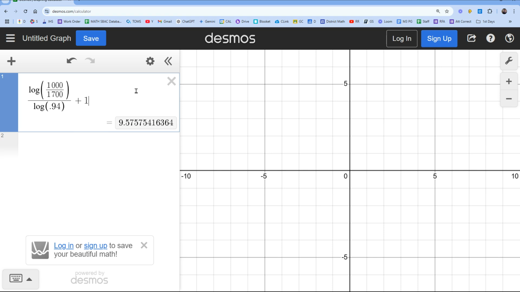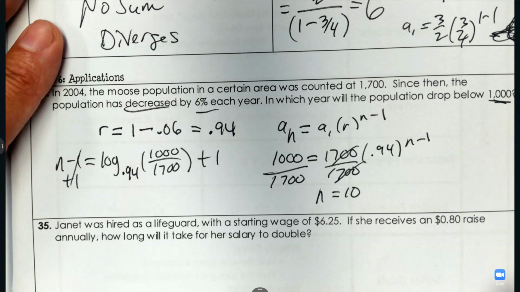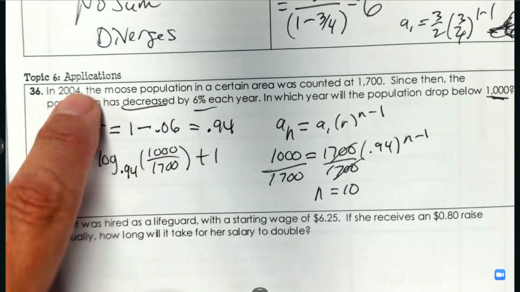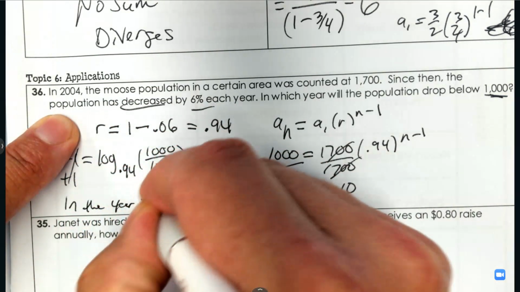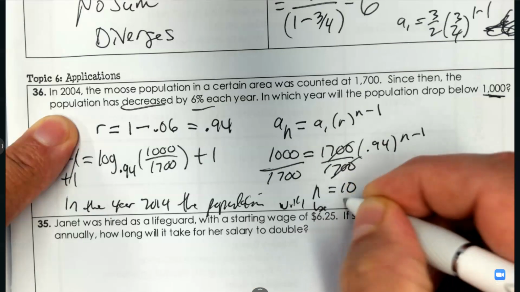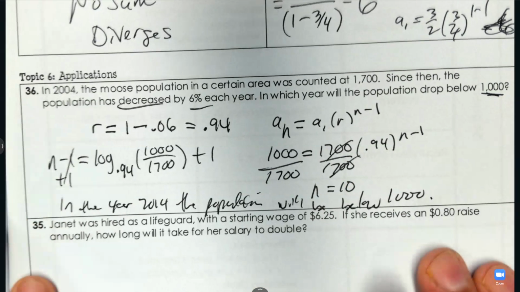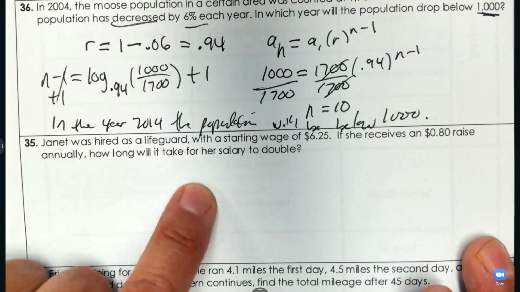And we're going to round up to what that date would be. So what year will it drop below 1,000? And the answer is in 10 years. If we round it, so if I add 10 to the year I see, it would be in the year 2014. All right, there is no question on the exam that involves a logarithm, so I'm sorry that happened.